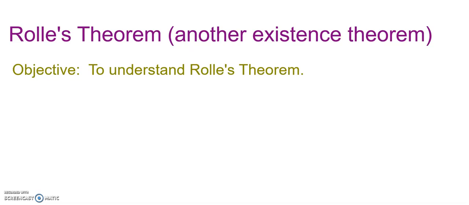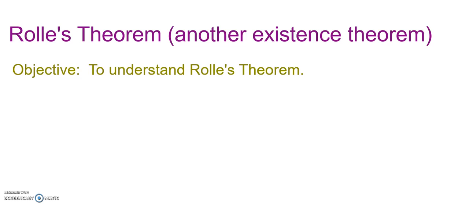Here we're going to talk about Rolle's theorem. Rolle's theorem is another existence theorem. The other main existence theorem we have seen so far is the intermediate value theorem. So Rolle's is another one kind of like that, where it just tells us something has to exist if this scenario is met or these scenarios are met.